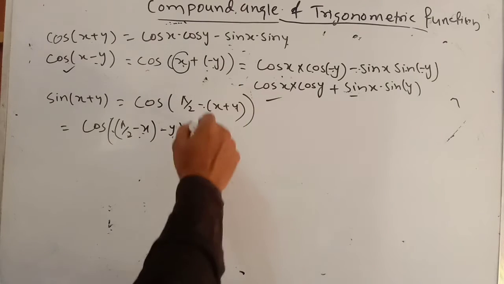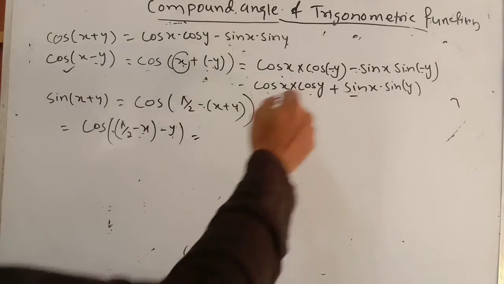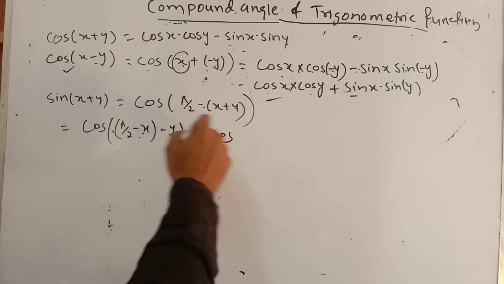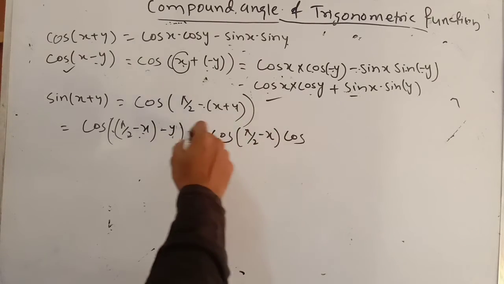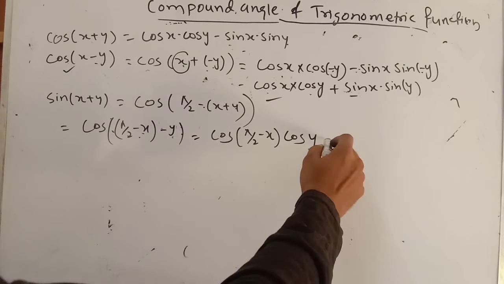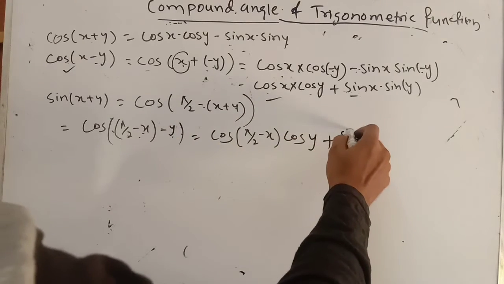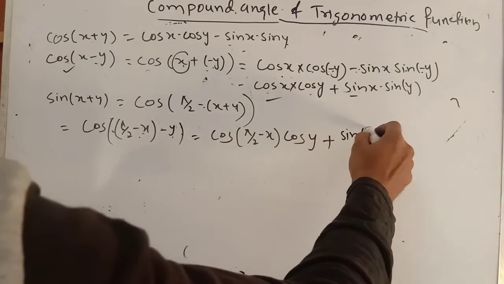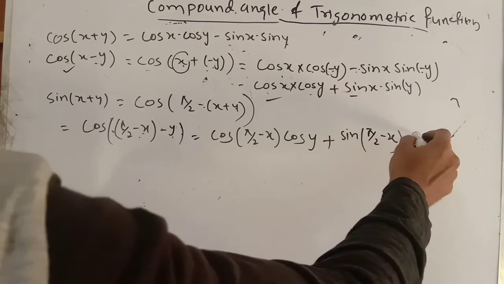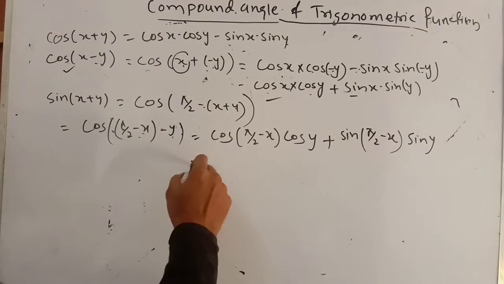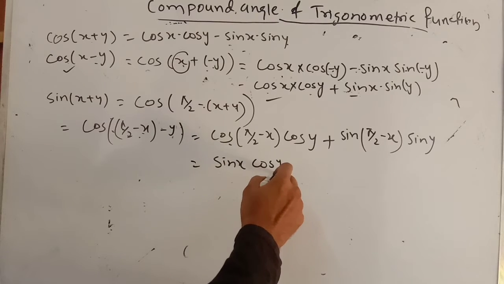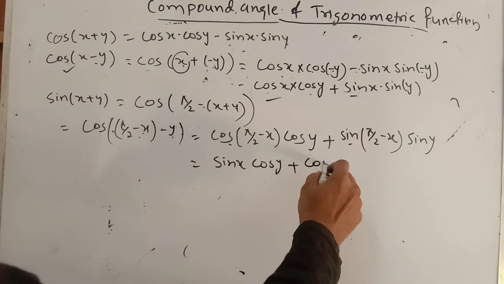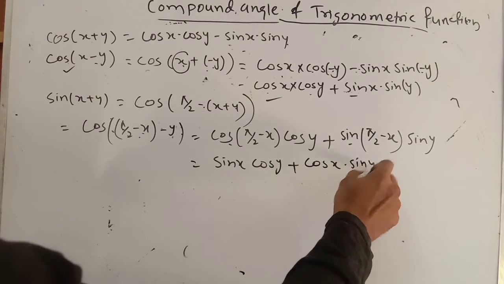Okay, so now here we know that cos of x plus y equals cos x cos y minus sin x sin y. So here instead of x, cos of pi by 2 minus x, and instead of y, y. So cos of pi by 2 minus x, you can write as sin x cos y, and sin of pi by 2 minus x you can write as cos x sin y.